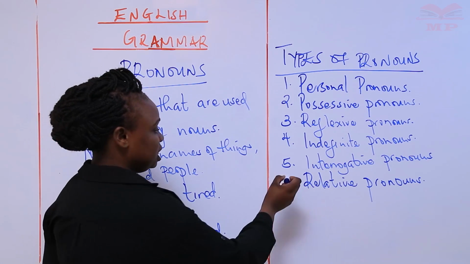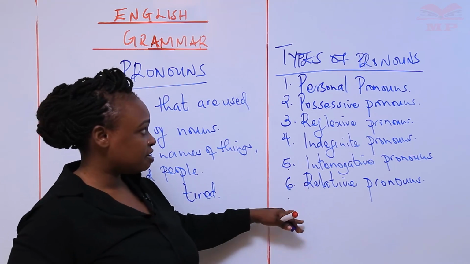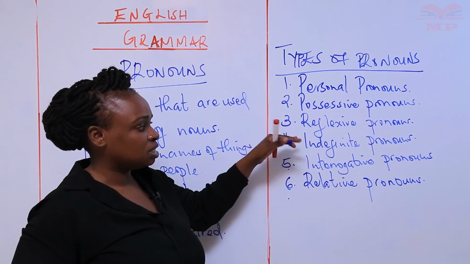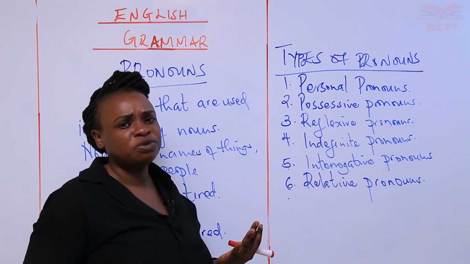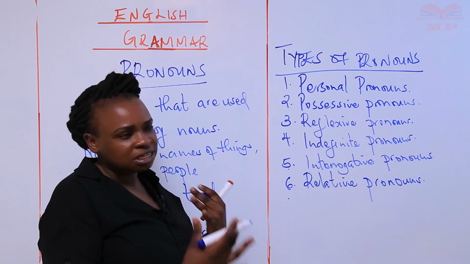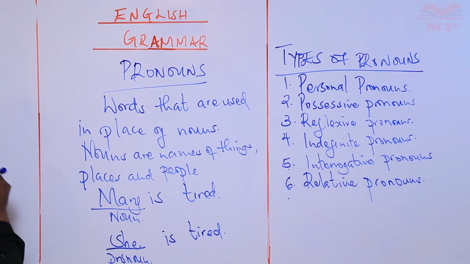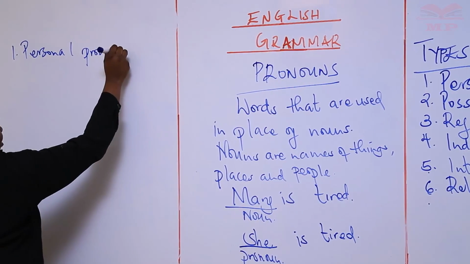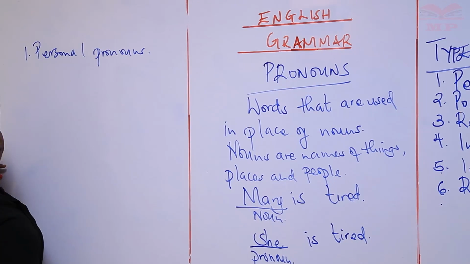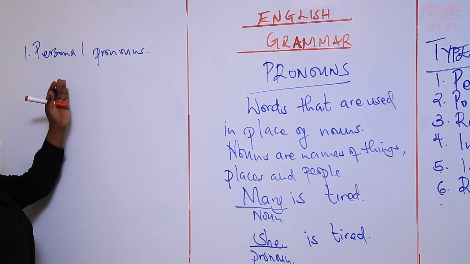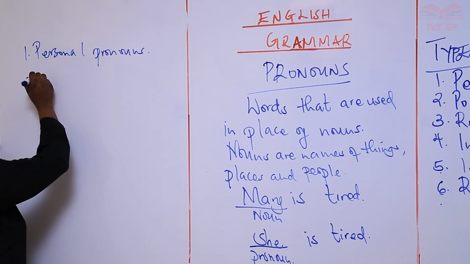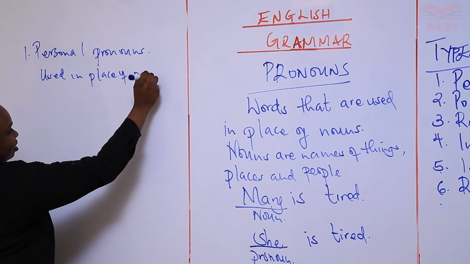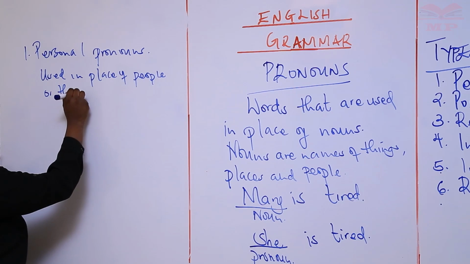Our focus here today is on number 5 and 6. But before we go to number 5 and 6, we're going to look at personal, possessive, reflexive, and indefinite pronouns in brief. All of these things you have encountered, you talk about them every day, so it's nothing new. We're just classifying words. All right, so the first one, which is a personal pronoun. These are used in place of people or things.